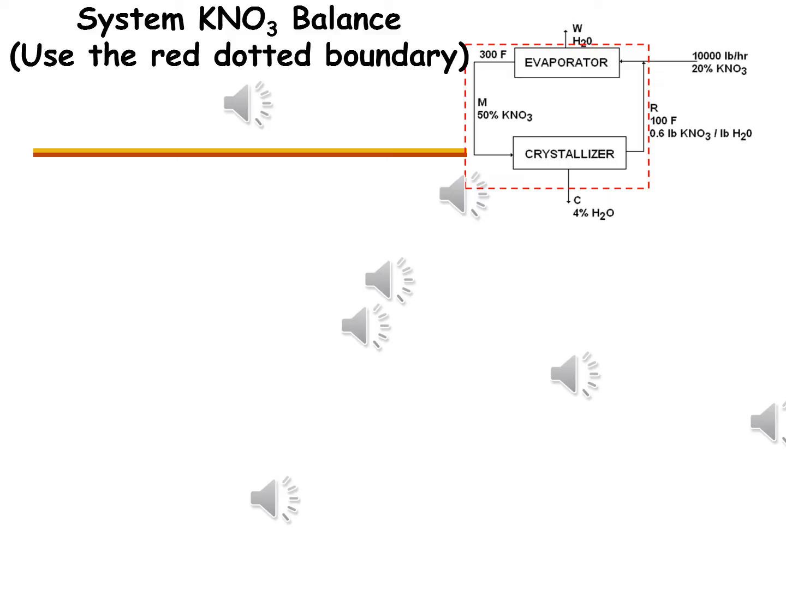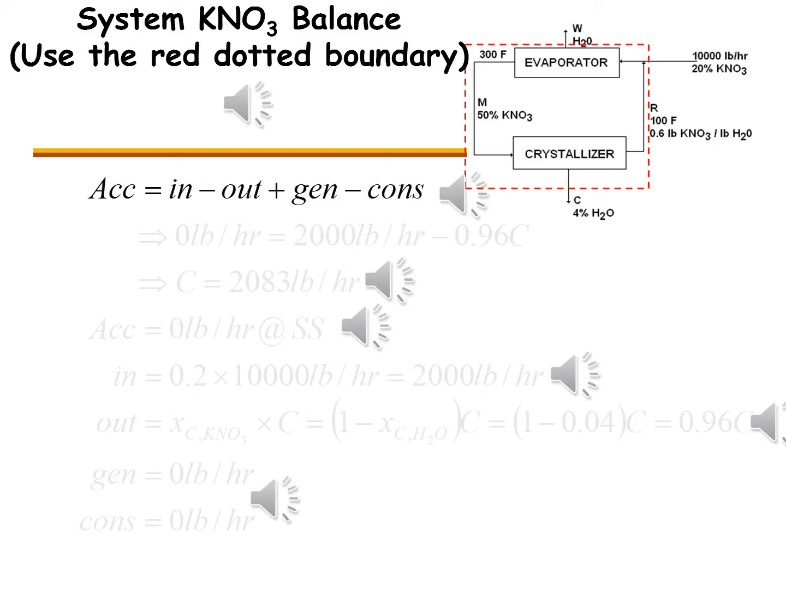Your first task is to do a salt balance for the whole system, using the general balance equation. You need to consider each of the terms in this general balance equation, and think carefully what each means. Assuming you have steady state, there is no accumulation of salt in the system.